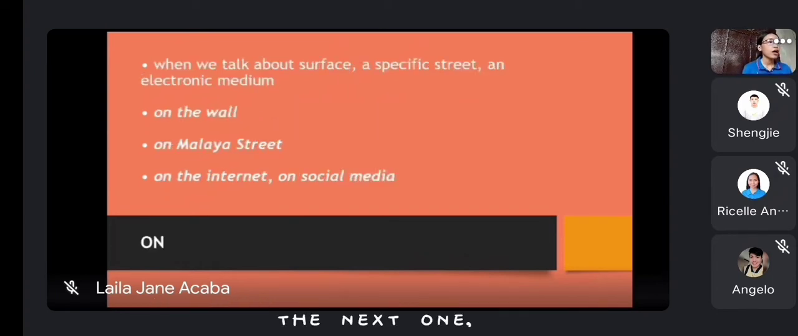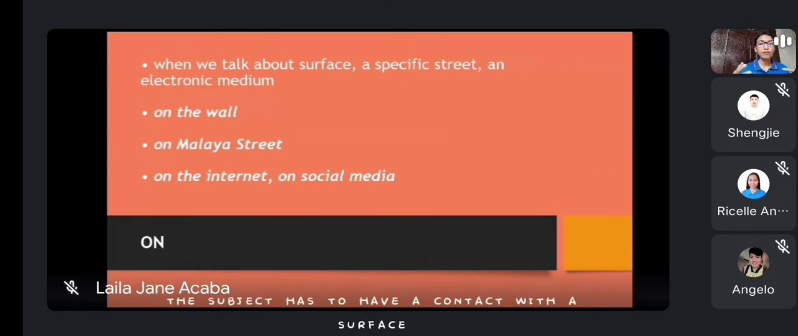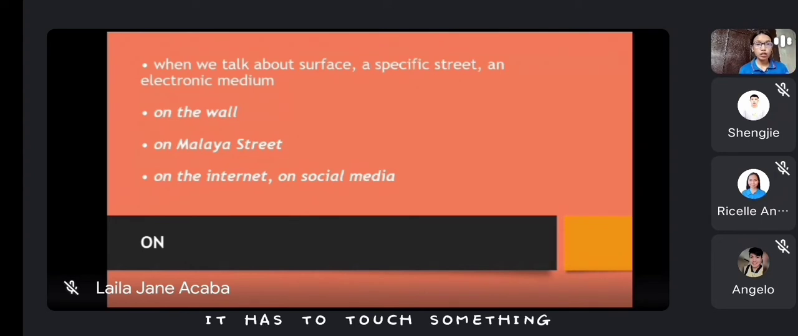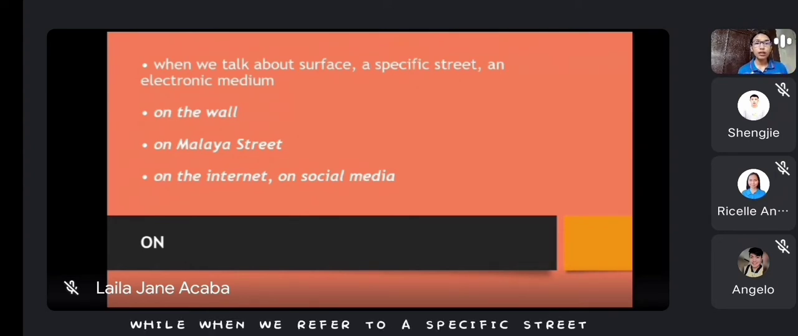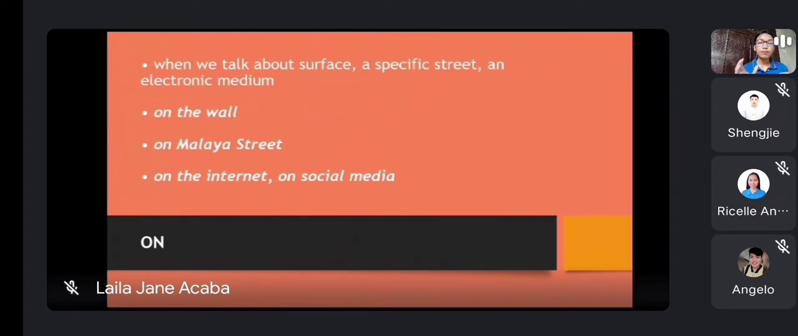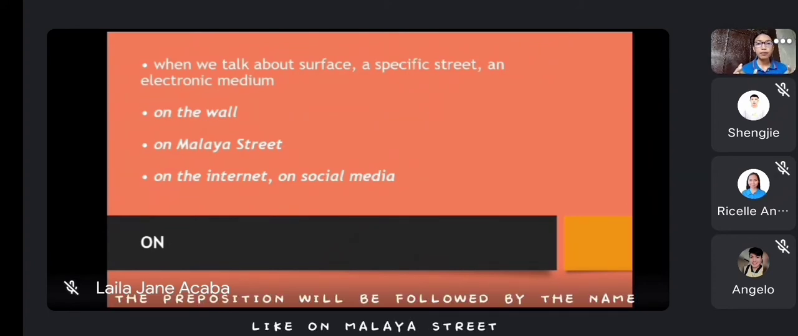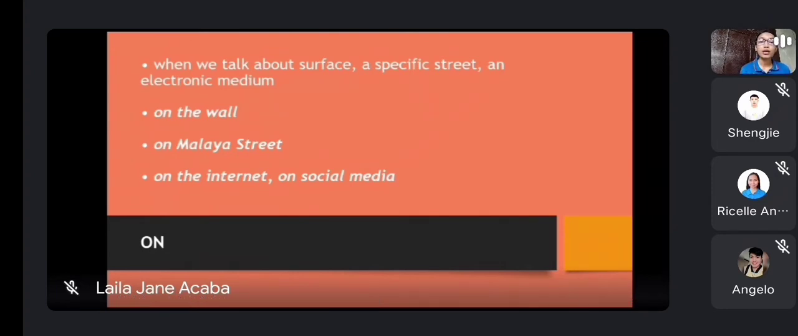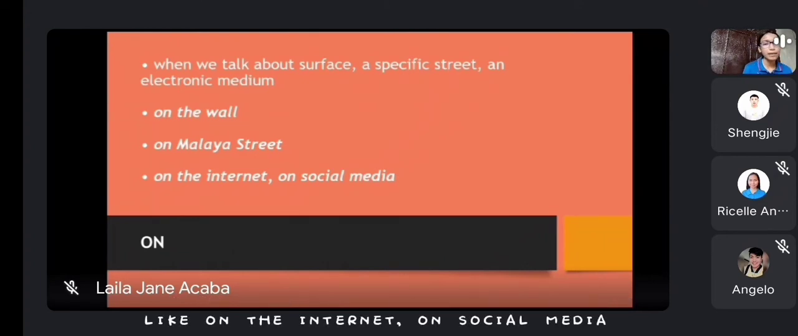The next one, on, is used when we talk about a surface, a specific street, or an electronic medium. When we use on to talk about a surface, the subject has to have contact with the surface. It has to touch something. When referring to a specific street, the preposition will be followed by the name, like on Malaya Street. And when we use on to refer to electronic media, it can either use an article in the middle or not, like on the internet or on social media.